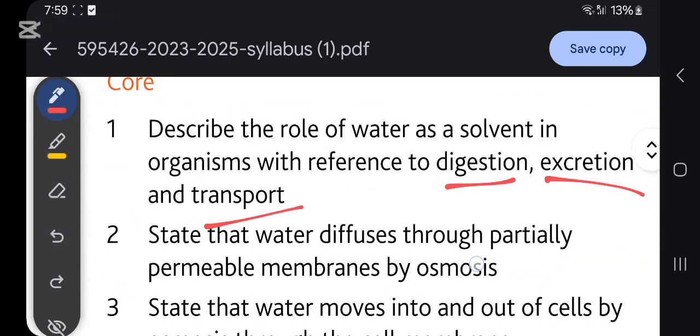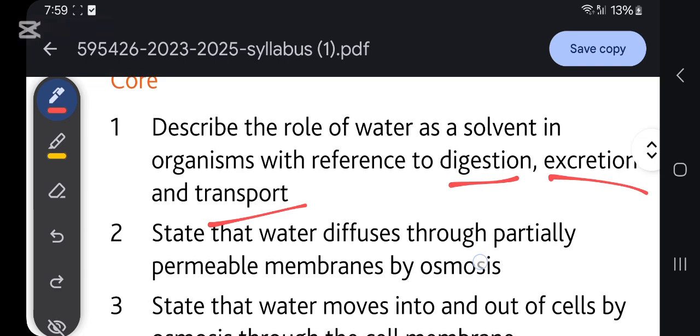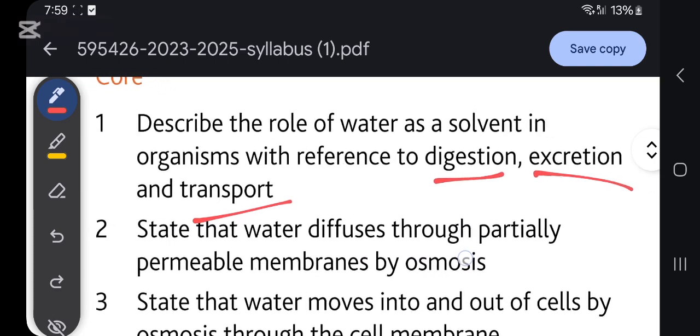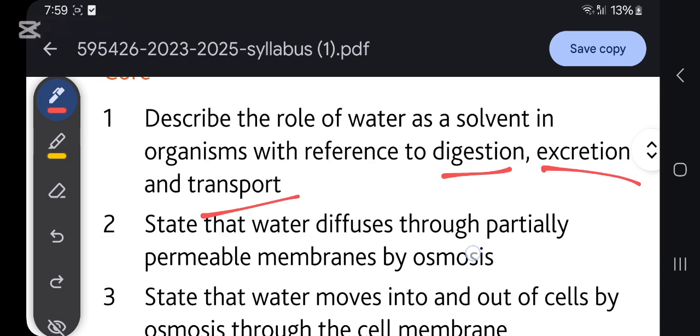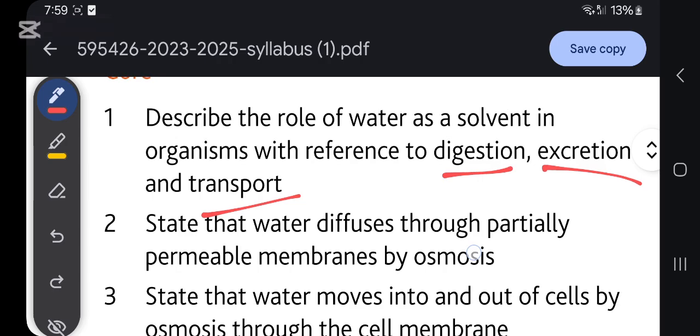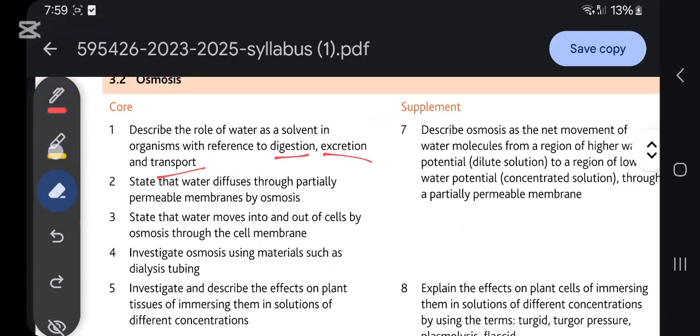The digested food in the alimentary canal needs to be moved to cells all over the body, and water acts as a solvent there. Dissolved substances can easily be transported around in organisms, like in the blood for us, and in the xylem for plants. So it is a very important solvent for our body. You should also remember that water diffuses through a partially permeable membrane by osmosis. These three are the uses of water.